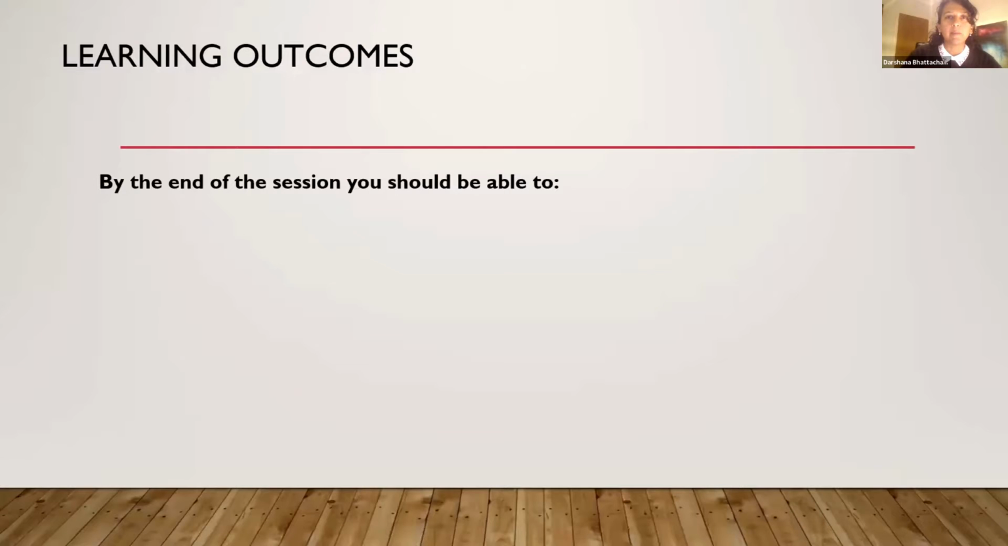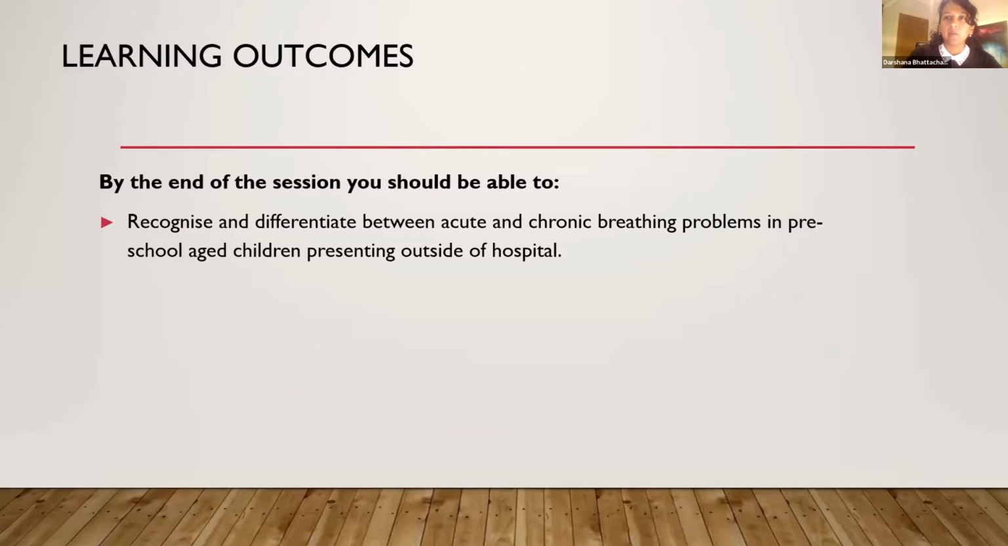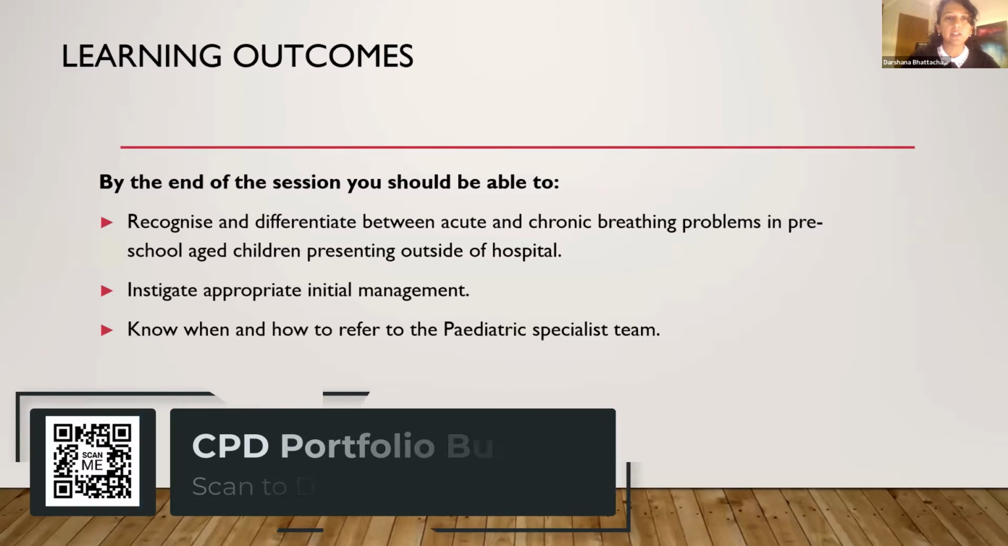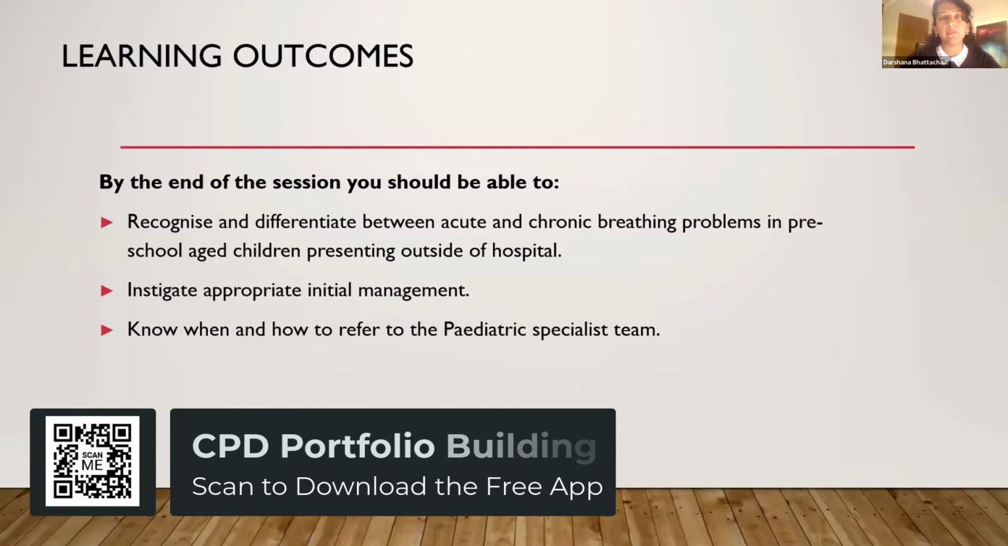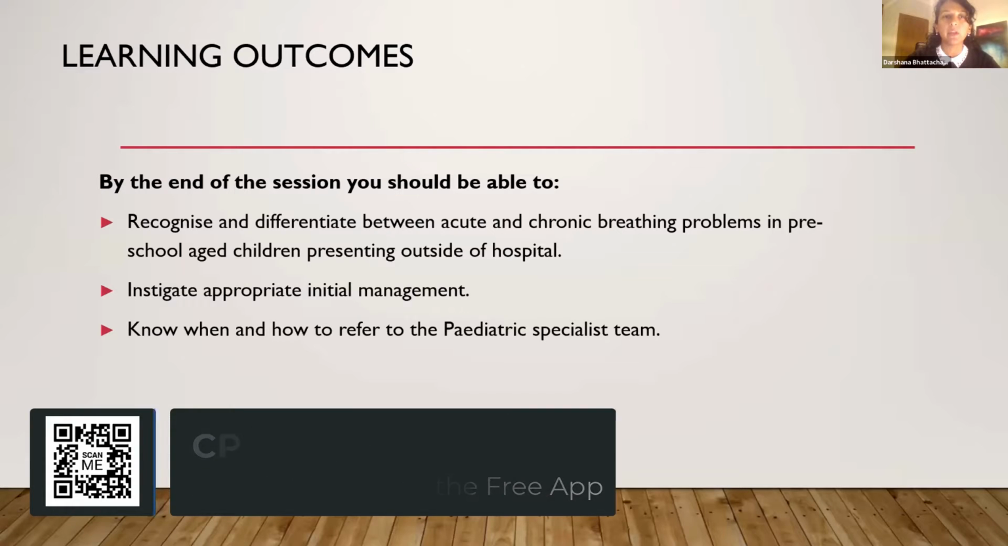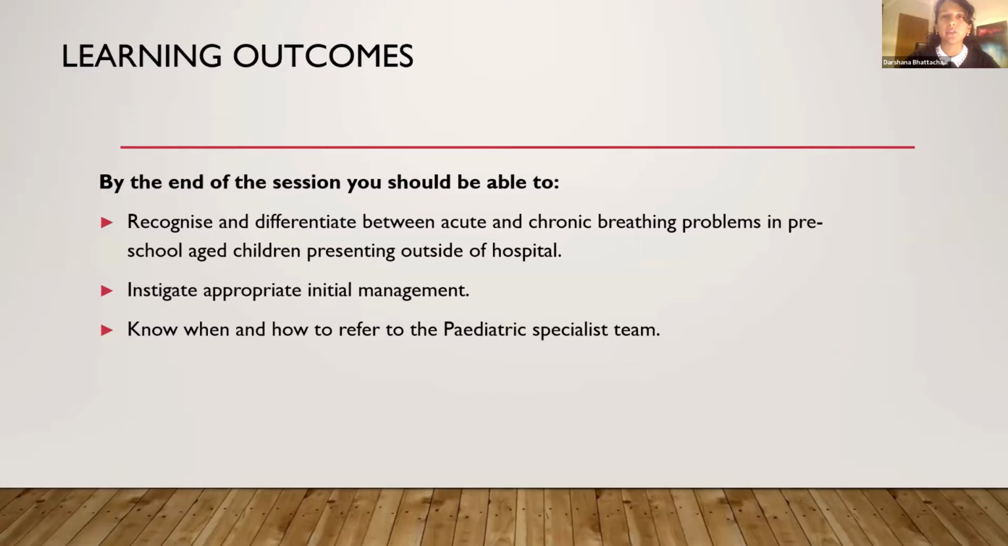And I hope by the end of today's session, you will be able to recognize and differentiate between acute and chronic breathing problems in preschool-aged children, so those children under 5 who are presenting outside of hospital or in primary care. You should feel confident in instigating appropriate initial management for these conditions. And if your roles dictate, you should hopefully also feel happy with being able to refer certain children to the pediatric specialist team when they need to.